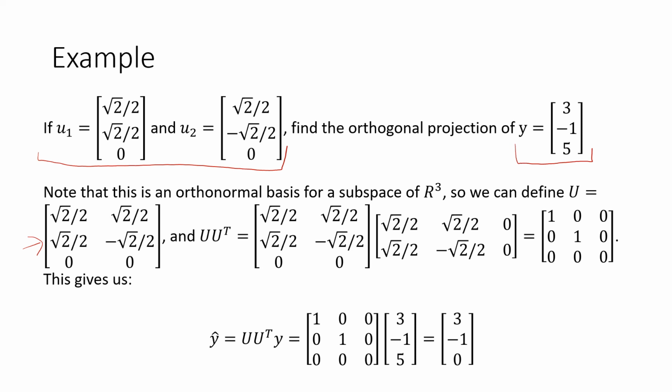Because it's an orthonormal basis, you can use U times U transpose. When you take U times U transpose, you get this matrix on the right-hand side. So if you want to now get your projection, it's just that matrix times the vector gives you the closest point possible to your y.